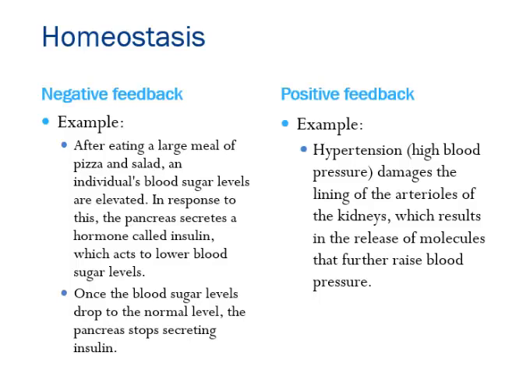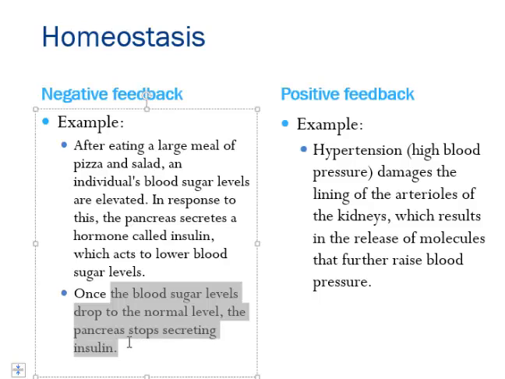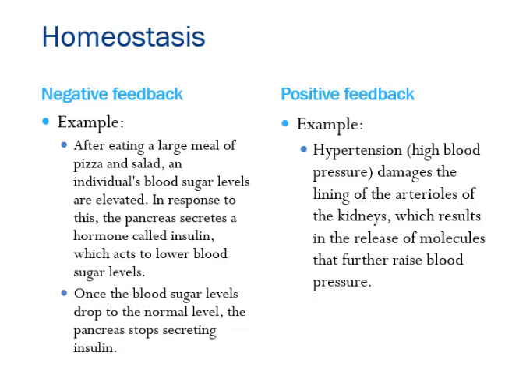People that don't have an appropriate level of insulin or can't produce the insulin necessary are sometimes known as diabetics. Diabetes means an inability to control blood sugar level. So once the blood sugar level drops to a normal level, the pancreas stops producing insulin because it is no longer necessary.